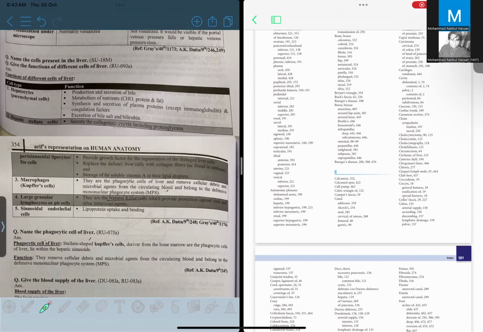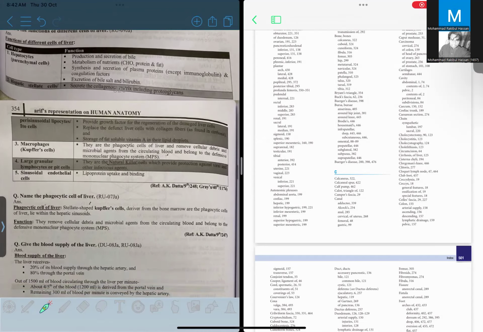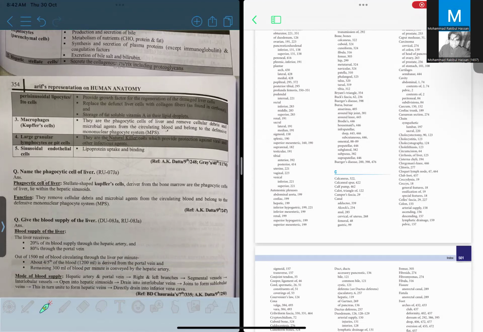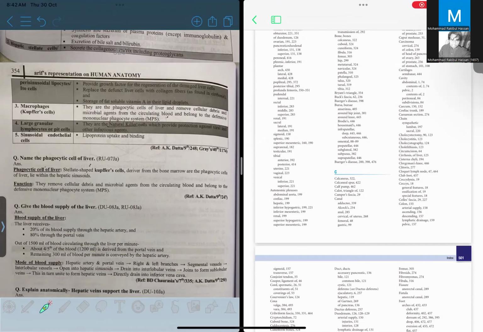Hepatic stellate cells or Ito cells secrete collagen matrix including proteoglycans and give growth factors for regeneration of the damaged liver cells, replace the defunct liver cells with collagen fibers as found in cirrhosis, and store fat-soluble vitamin A in lipid droplets. Macrophages are the phagocytic cells of the liver and remove cellular debris and microbial agents from the circulating blood and belong to the defensive mononuclear phagocyte system. Large granular lymphocytes or pit cells are natural killer cells which provide protection against viral and other infectious agents. Sinusoidal endothelial cells: lipoprotein uptake and binding.